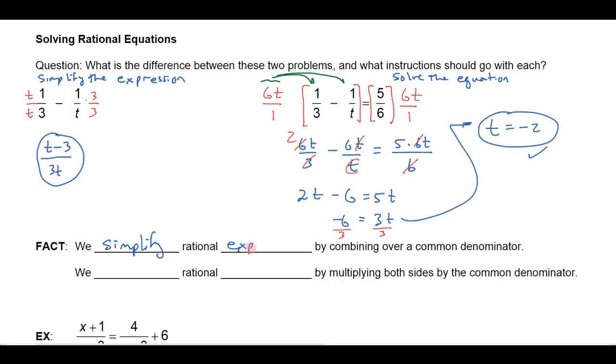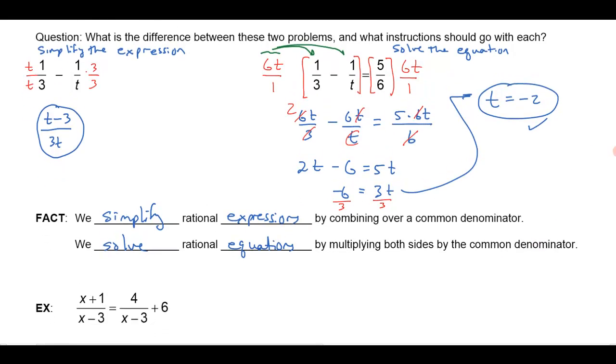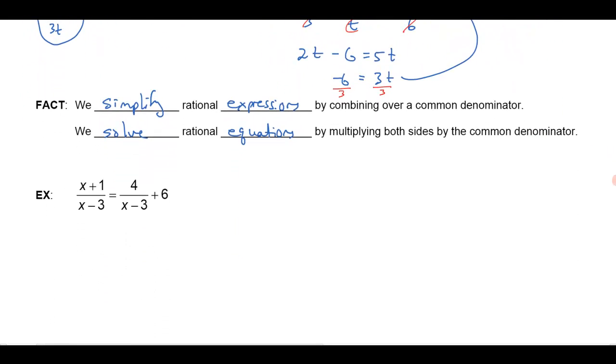So again, we always simplify rational expressions by combining over a common denominator, but we solve rational equations by multiplying both sides by that common denominator. Okay? So let's do one more little example here.